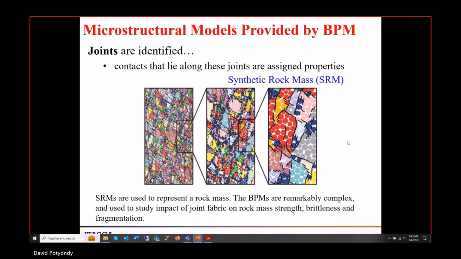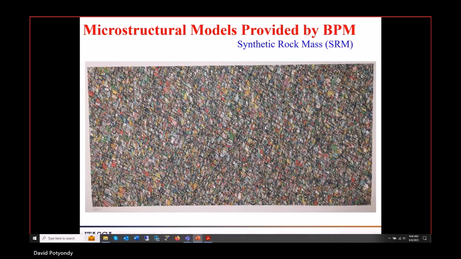Okay. This now is the smooth joint idea on steroids. If we want to represent a rock mass, what we can do is do something like this. The scale of this, I believe, is almost 1 kilometer by 2 kilometers. And this is a big mapping of a joint set.